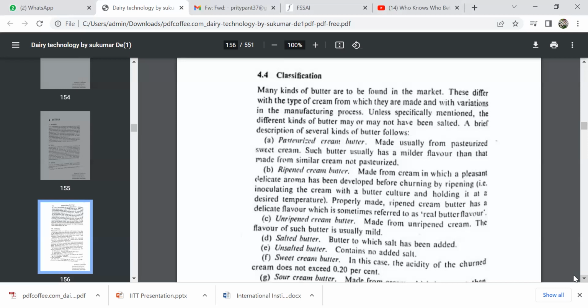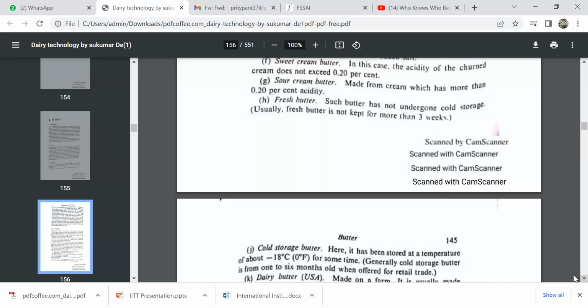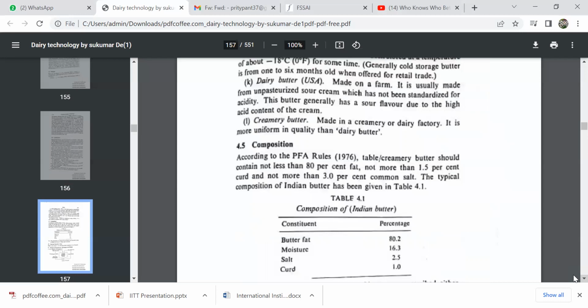And last one is the creamery butter, which is prepared in a creamery or dairy factory, more uniform in quality in comparison to dairy butter. So these are different types of butter. And next comes the composition. According to PFA, table butter should contain not less than 80% fat, not more than 1.5% curd, not more than 3% common salt.